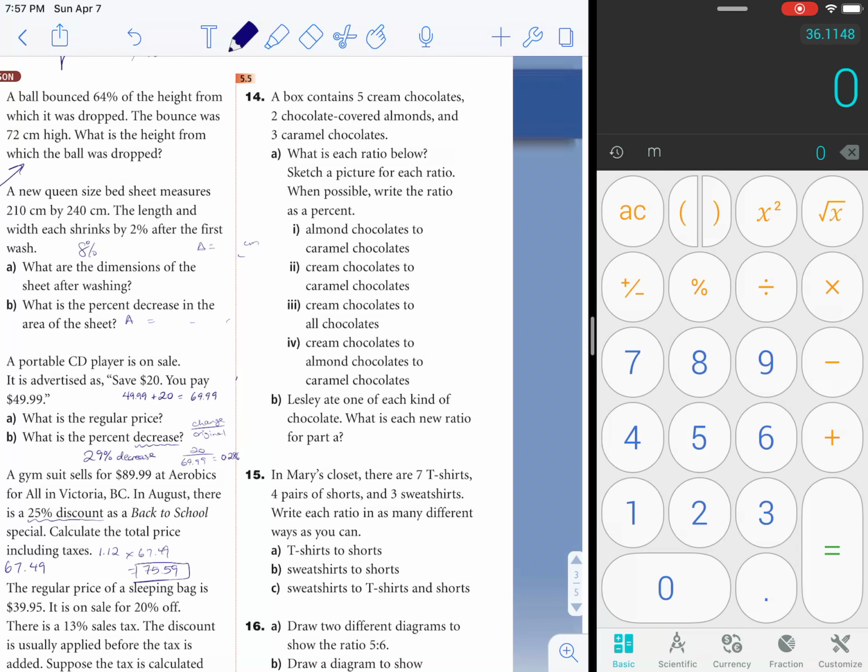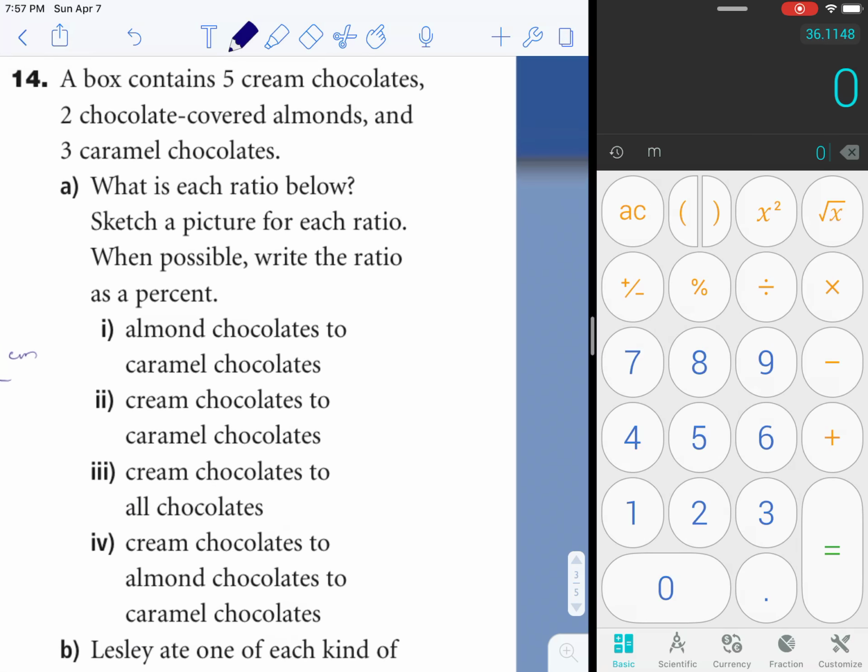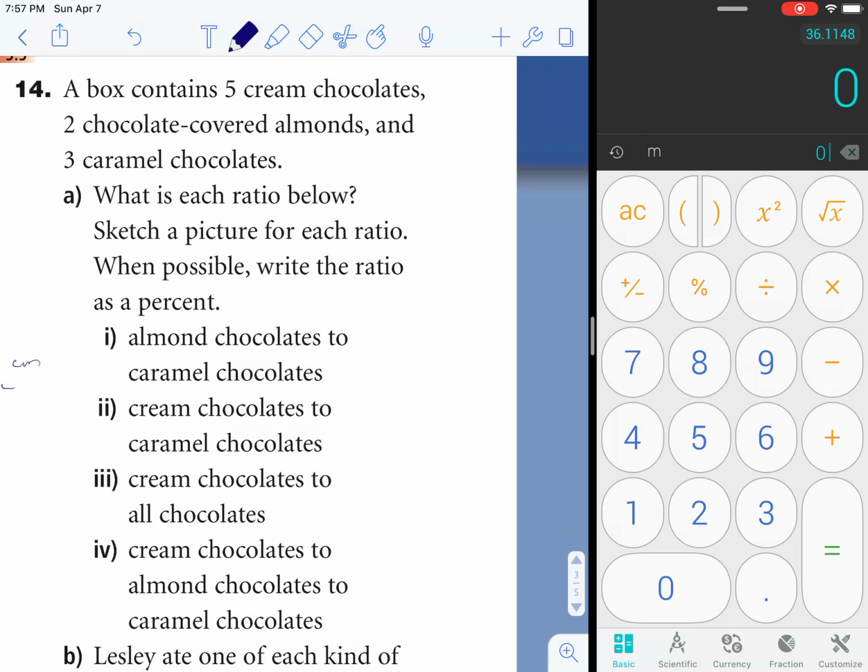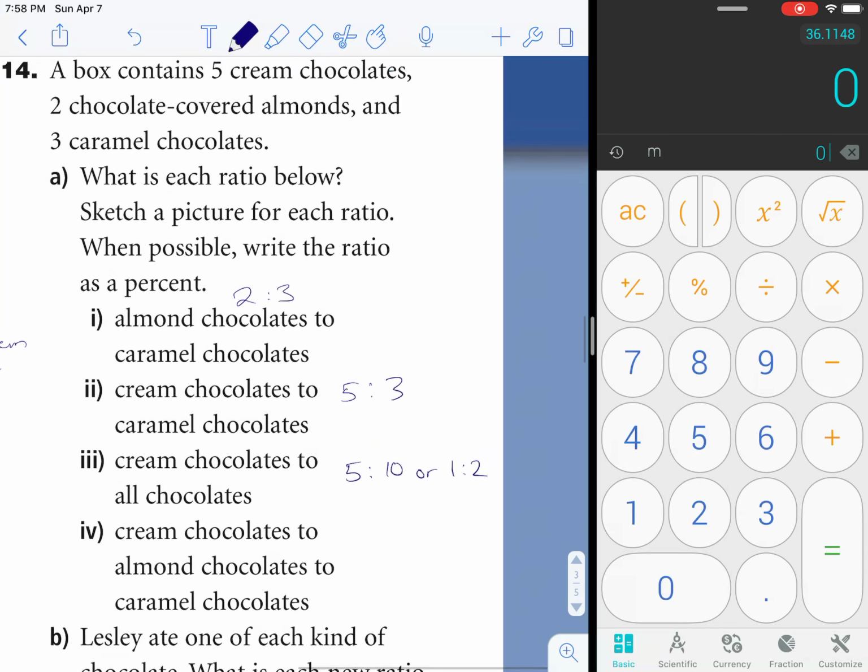5.5, 5 cream chocolate, 2 chocolate covered almonds, and 3 caramel. Okay, ratio below. Almond chocolates is 2 to caramel 3. Cream chocolates, so 5 to caramel, which is 3. Cream to all chocolates, so 5 cream. And all chocolates will be 5, 6, 7, 8, 9, 10, or 1 to 2. Cream chocolates, which is 5 to almond, which is 2 to caramel, which is 3.